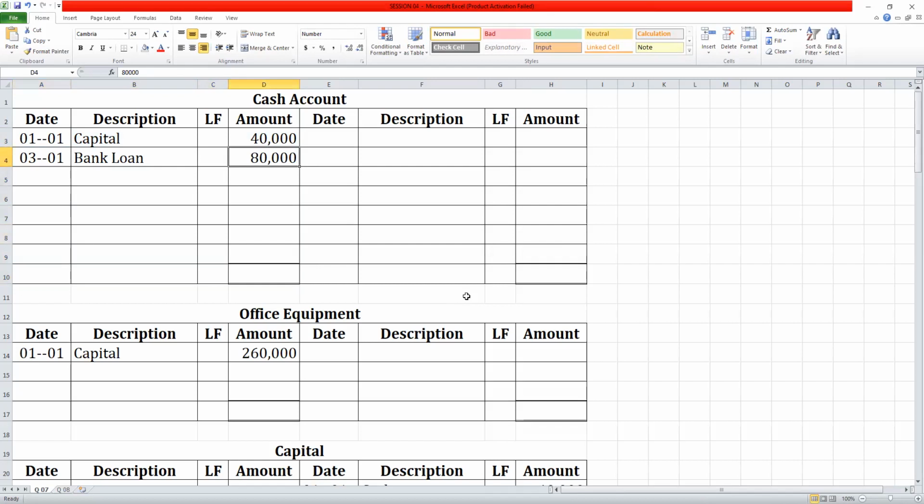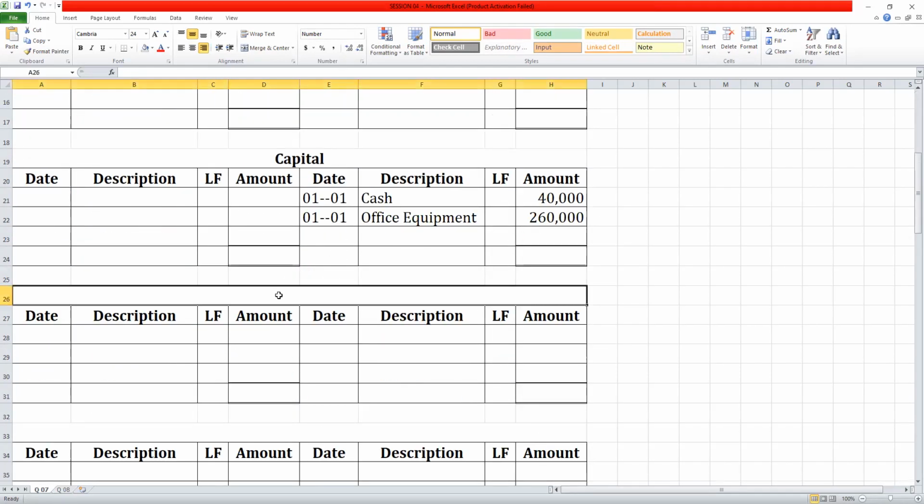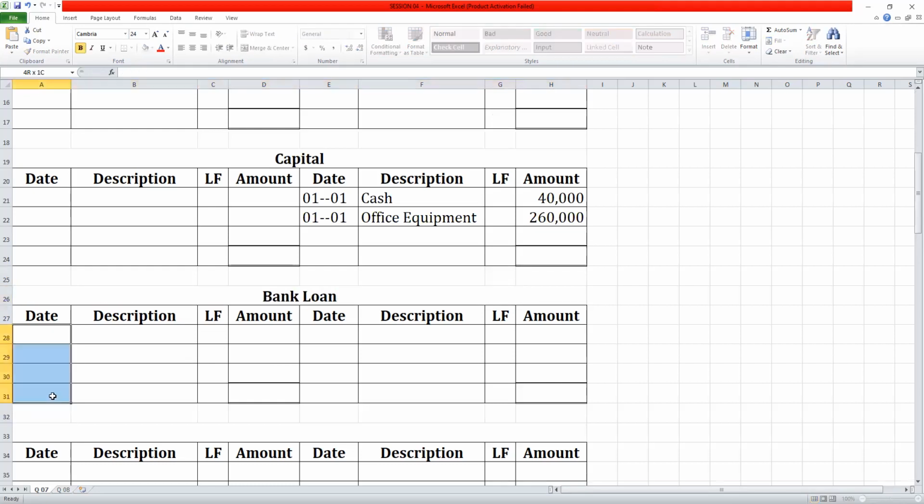Then what is the account we need? The next account is this one. Bank loan. Can somebody tell me what is the category of the bank loan? Quickly, quickly. Thirty seconds. Hurry up. What is the category of the bank loan? Which one of the five?